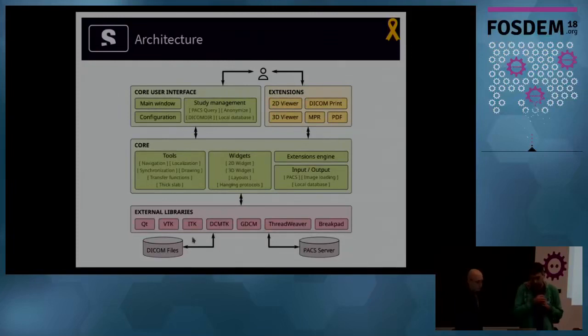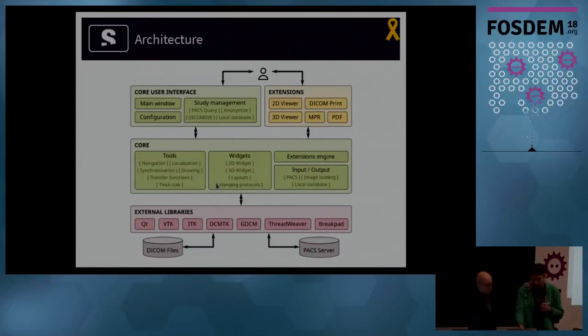The architecture can be separated in 4 main parts. At the bottom, we have the external libraries, which allow us to communicate with a PACS server or to read DICOM files from the local computer. Then we have the core, in which we have a wide collection of classes, which can be divided in 4 different categories or more. For example, we have widgets, which include basic 2D and basic 3D viewers, which allow you to see the images, but don't implement any interaction by themselves.